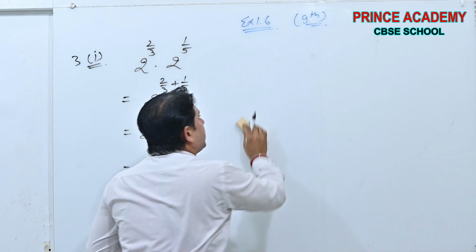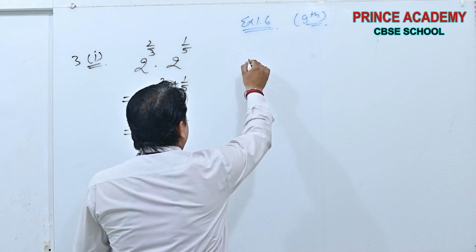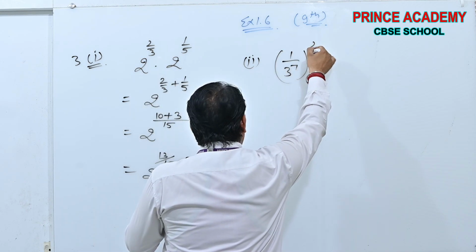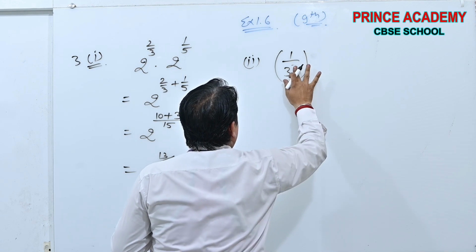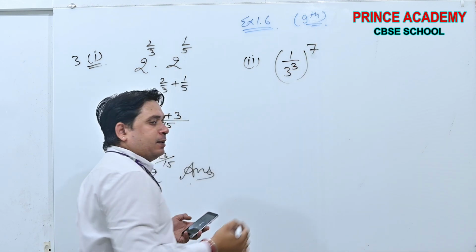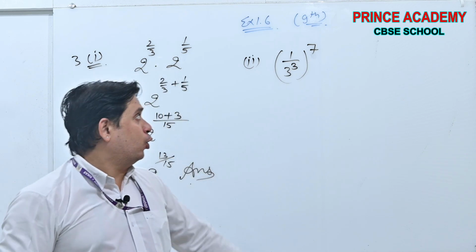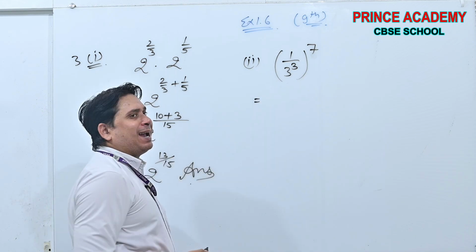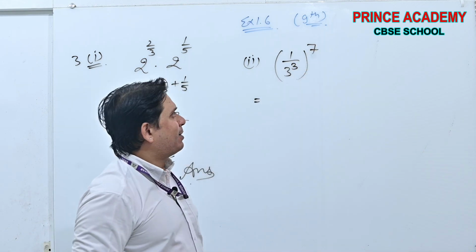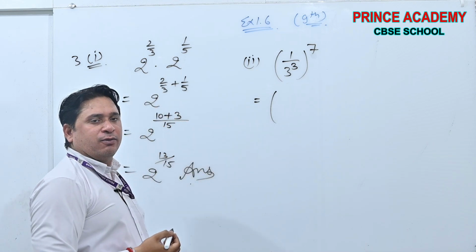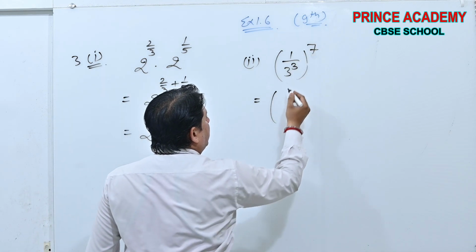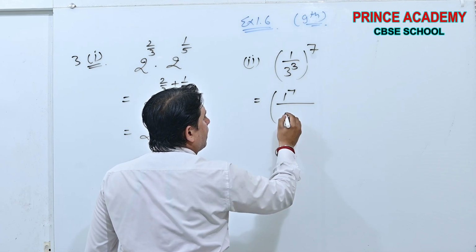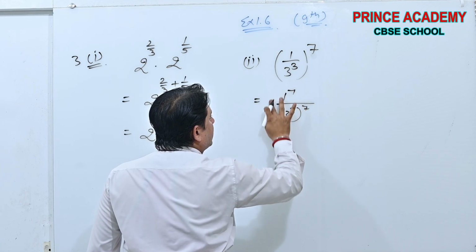Next question beta, see, 1 by 3 raised to power 7, sorry, 3. I wrote it altered. 1 by 3 cube whole power 7. Now see beta, 1 by 3 cube whole power 7, rule number 4, 5. Do you remember? Power will be distributed: 1 raised to power 7, 3 cube raised to power 7. Yes or no?